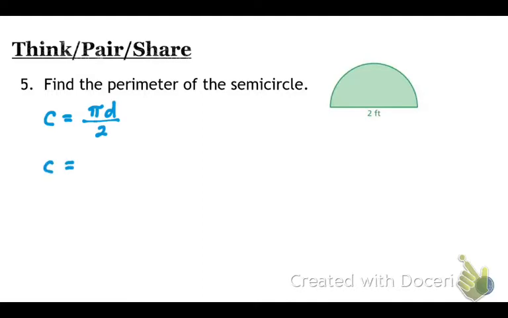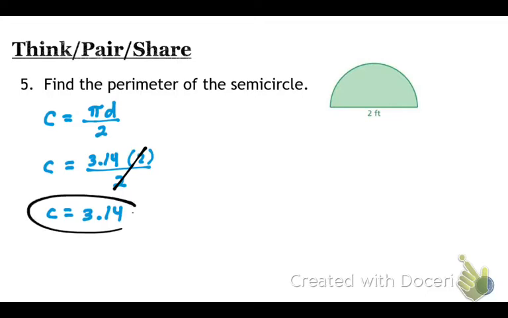Okay? Halen, what do we stand for pi? 3.14. Kobe, what is the diameter? The diameter is 2. Okay, so I'm going to multiply it by 2, and then I have to divide by 2. Jocelyn, do you see anything I can cancel out? The 2's. So guys, what's the answer? 3.14. That's why the beauty of canceling things out is so wonderful. Now, is that it? Is that my final answer? No, I'm just going to circle it because it's only part of the answer, okay?